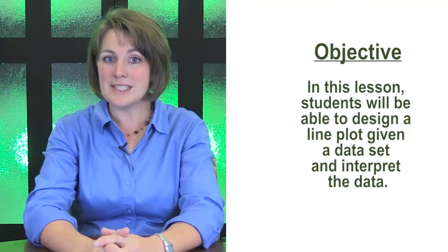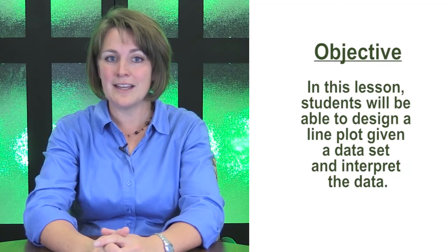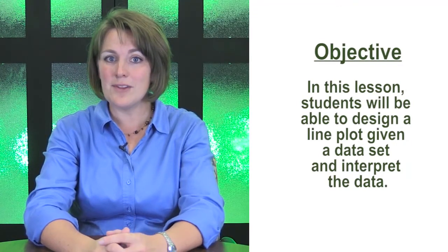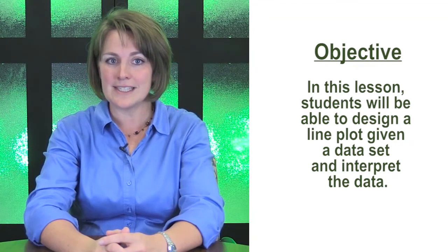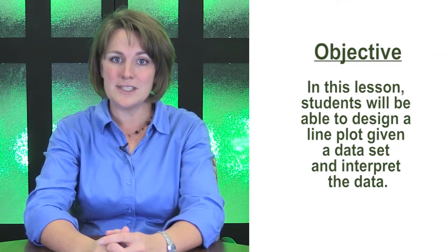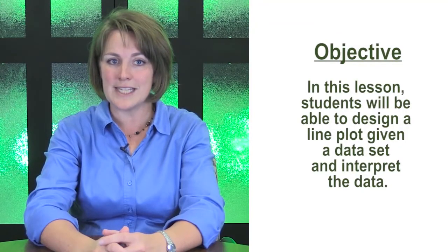Today, our goal was to be able to design a line plot given a data set and interpret the data. We did this by looking at a set of measurement data and first finding the shortest and longest lengths to help us determine the starting and ending points on our number line. We then partitioned the number line equally and labeled the points. Finally, we recorded all the data points on the line plot and used it to answer questions.